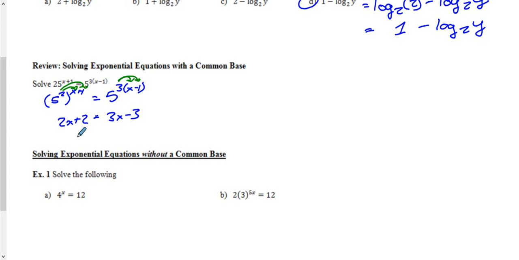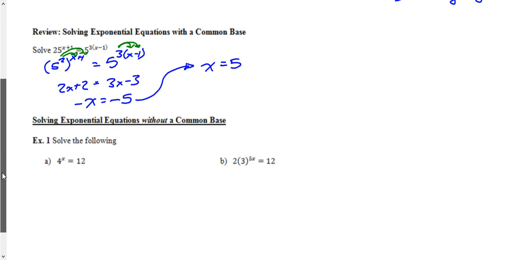So I'm going to move all my x's to the left. That's going to get me negative x. And I'm going to move all my numbers to the right. That gets me negative 5. And of course, this means, to flip your signs, this means that x is equal to positive 5. And there we go.